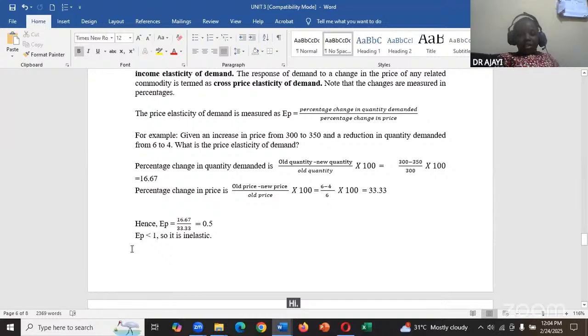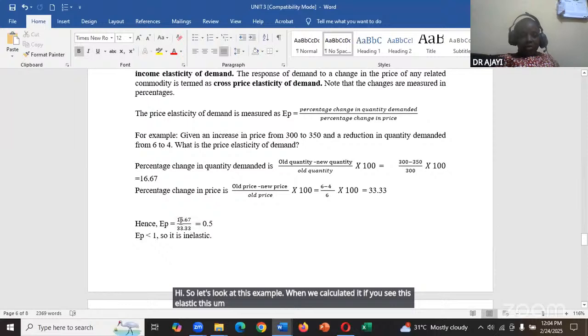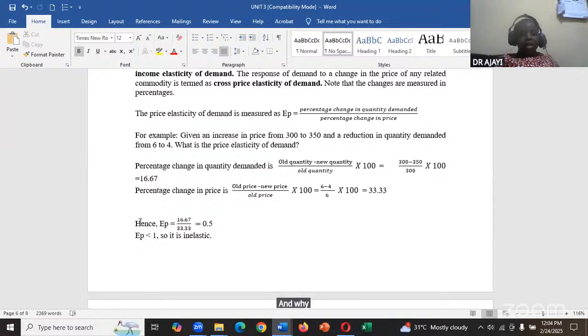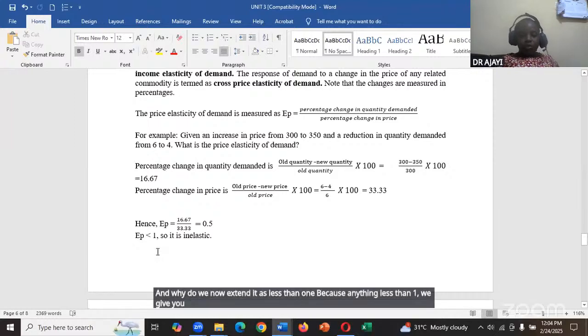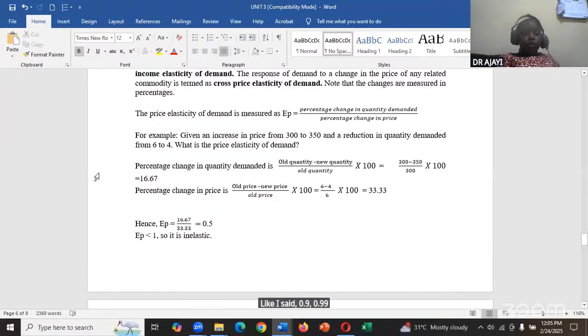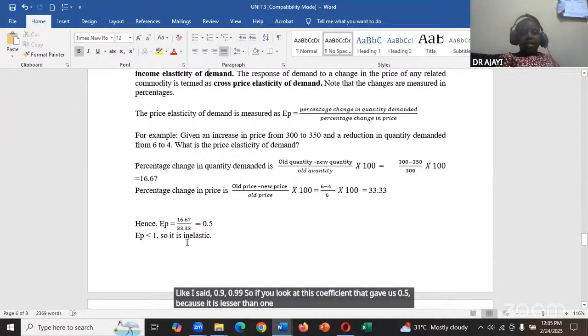So let's look at this example. When we calculated it, the calculation gave us a coefficient that is just 0.5. And why do we explain it as less than 1? Because anything less than 1, we give you 0.5, 0 point whatever, like I said, 0.9, 0.99. So this coefficient is 0.5, and because it is lesser than 1, we interpret it as inelastic.